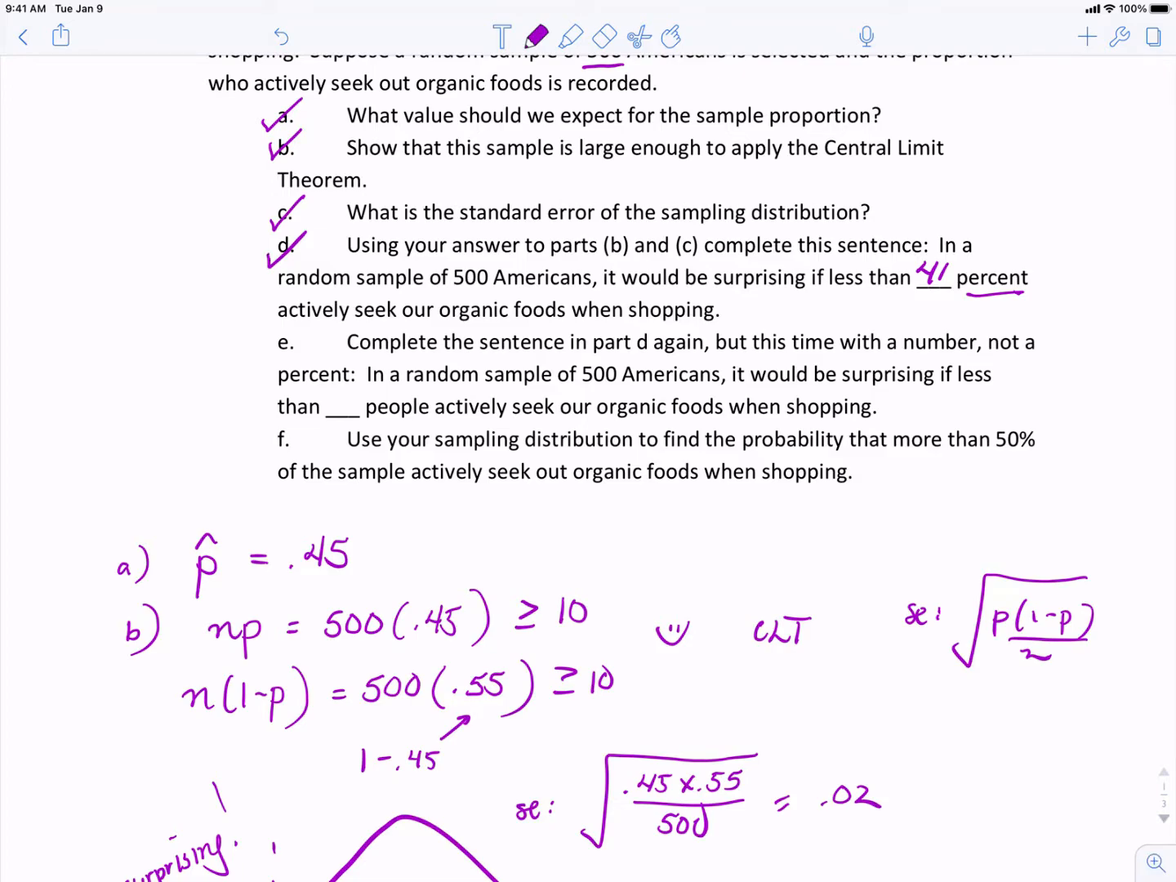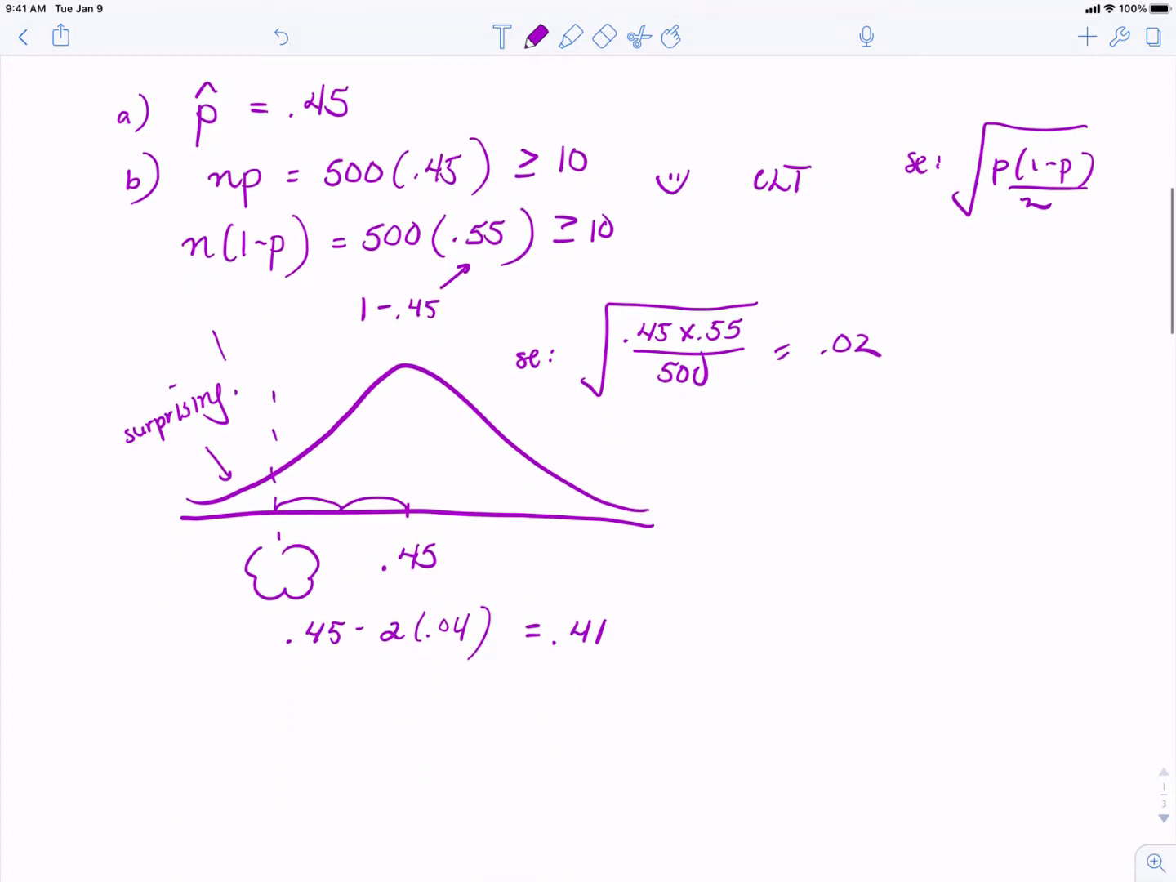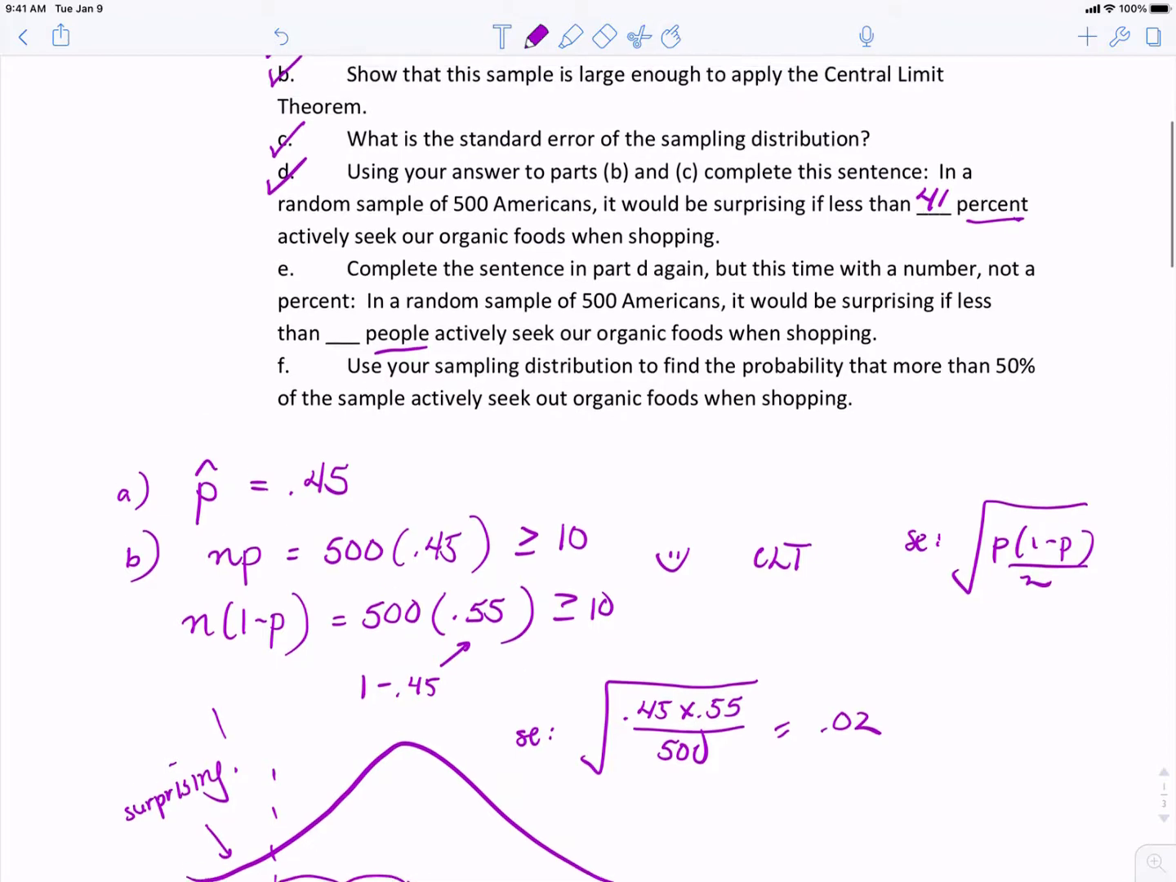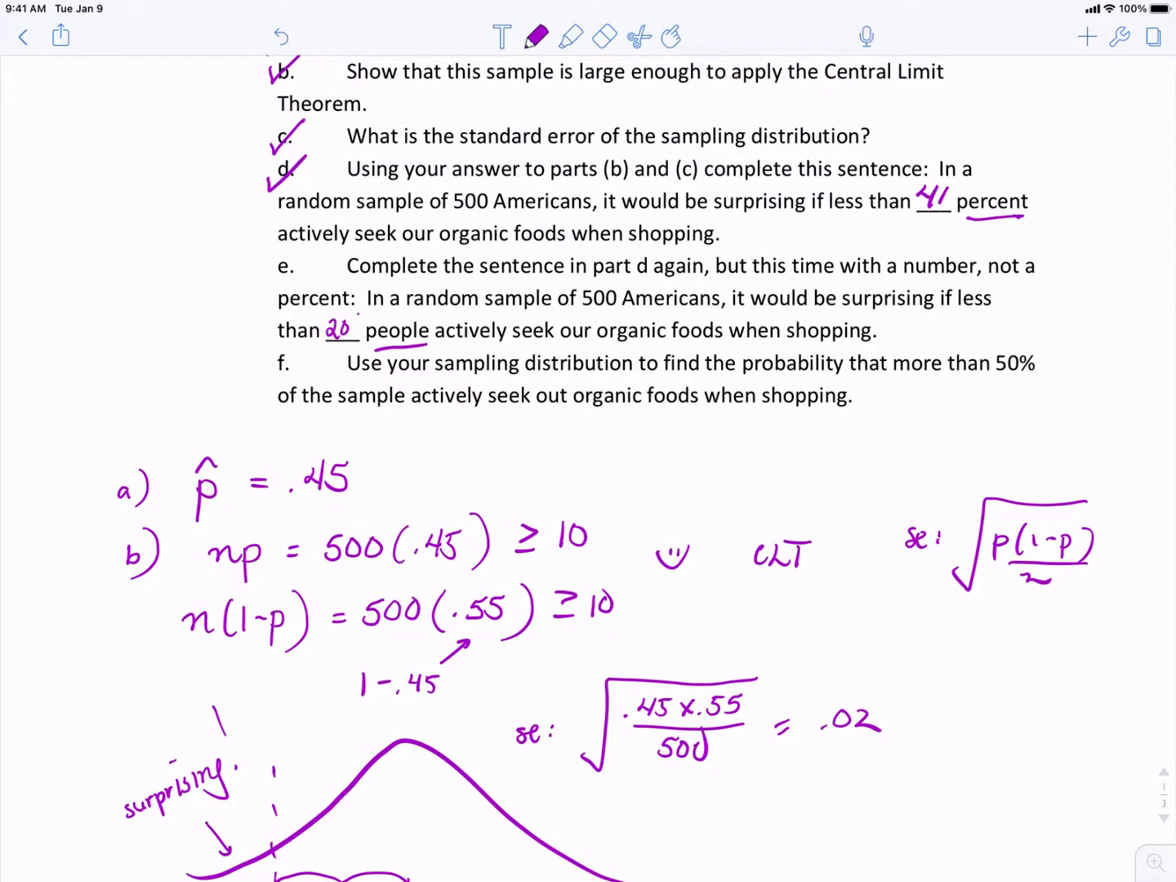Complete the sentence again, but this time use a number, not a percent. In a random sample of 500 Americans, it would be surprising if less than blank people. So now instead of a percent, we want a number of people. So 41% would be surprising. 41% of 500, if we just do that calculation, would be 205 people. So it would be surprising if fewer than 205 people actively sought out organic foods.